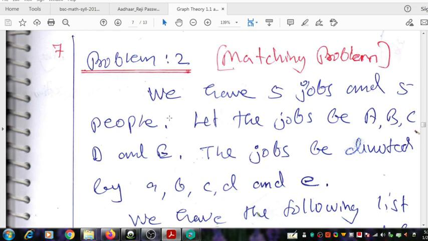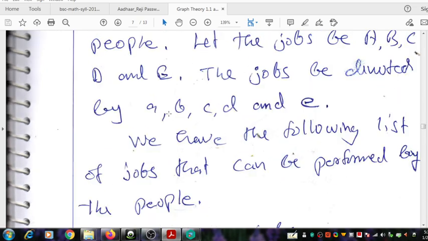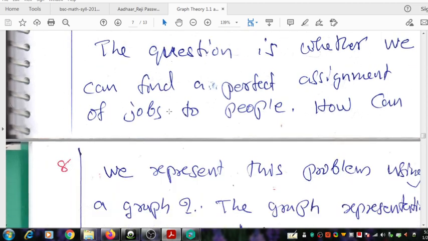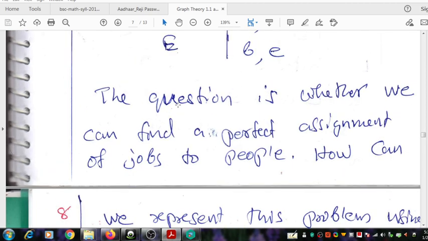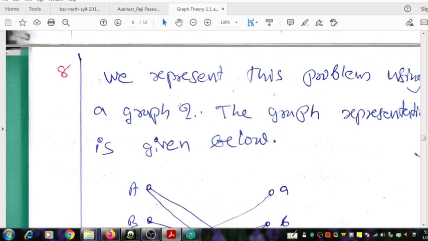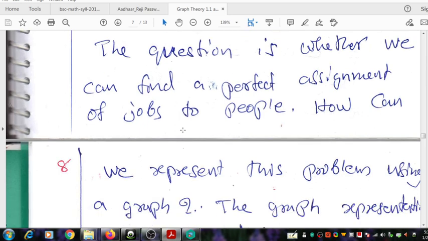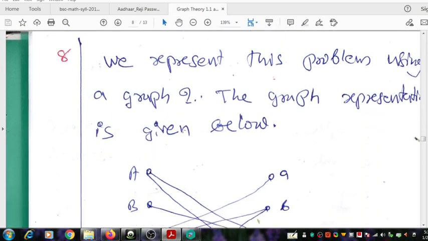It's an assignment problem, a matching kind of assignment problem. This problem can also be called the assignment problem, another name. And you can see the reason also. The question is whether we can find a perfect assignment of jobs to the people. How can we do this?